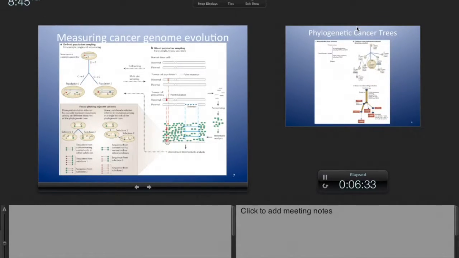So in order to do all of this, people have spent a fair amount of time trying to understand and measure the evolution of the cancer genome. So the way that works is that one takes early cells in cancer, and those would be what they call the most recent common ancestor to all of the predecessor cells as that clone starts to develop.